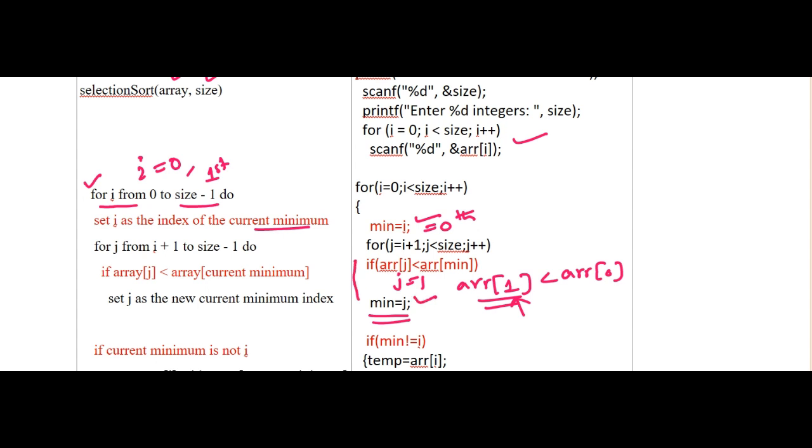So this for loop continues until it finds the smallest one of all the elements. So j iterates from j equal to i plus 1 to j less than size. So why j equal to i plus 1?